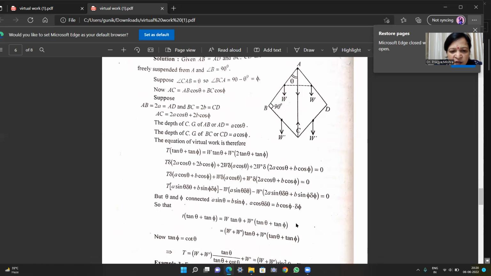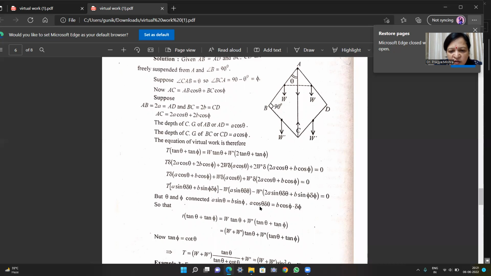Now theta and phi are connected by the relation A sin theta equal to B sin phi. If in this triangle we join BD, then the value of BO from the upper triangle will be A sin theta, and from the lower triangle it will be B sin phi. So here we have A sin theta equal to B sin phi.